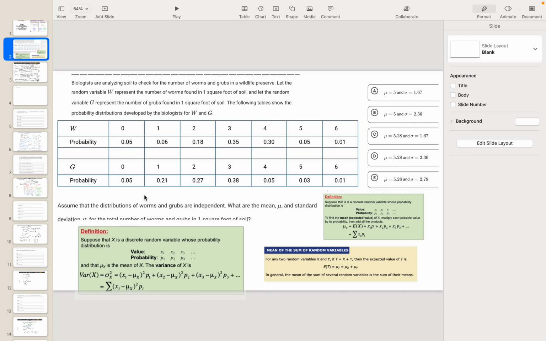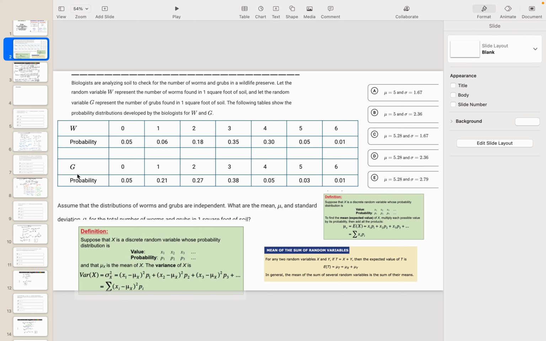Question 15. And I'm gonna talk you through this one because there's a lot going on here. So we have this biologist. He has recorded the number of worms. So this is 0 worms, 1 worm, 2 worms found in one square foot of soil. And this is the probability that he had 0. So he had 0 worms 5% of the time, 1 worm 6% of the time, 2 worms 18% of the time, 3 worms 35% of the time, and so forth.